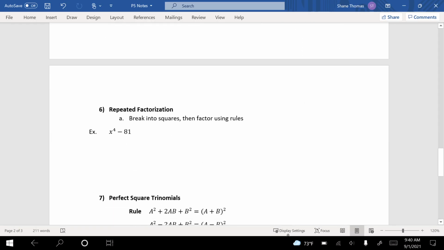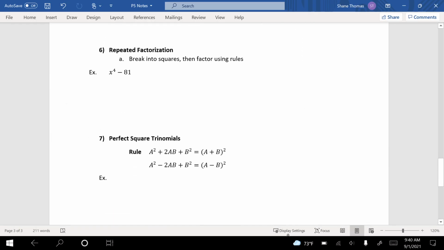Next one, repeated factorization. Okay, if we have something of a higher order, in this case we have something to the 4th power. We can't do the difference of 2 squares, can we? It's no longer a square on that left-handed side. What we can do, though, is by repeated factorization, we can try to break it into squares, because we know how to work with squares. Now, if I look at this guy, can I rewrite this as x squared squared? Doesn't that work? And does 81 have a square root? What's its square root? 9. So wouldn't that be 9 squared?